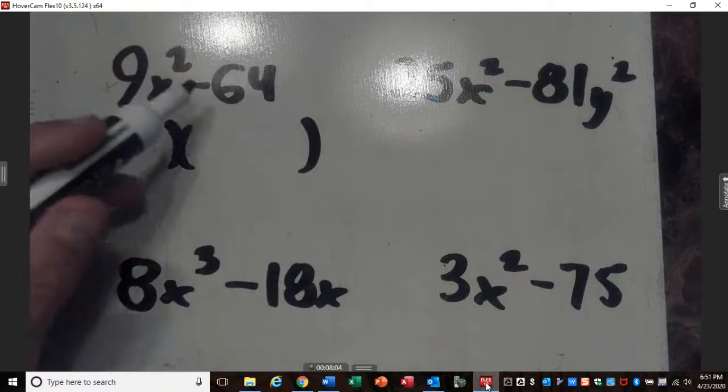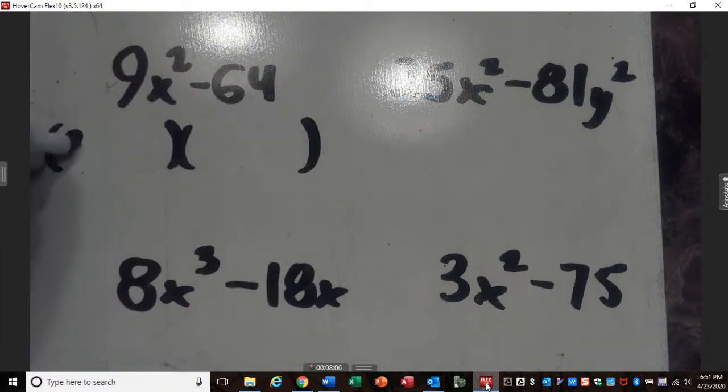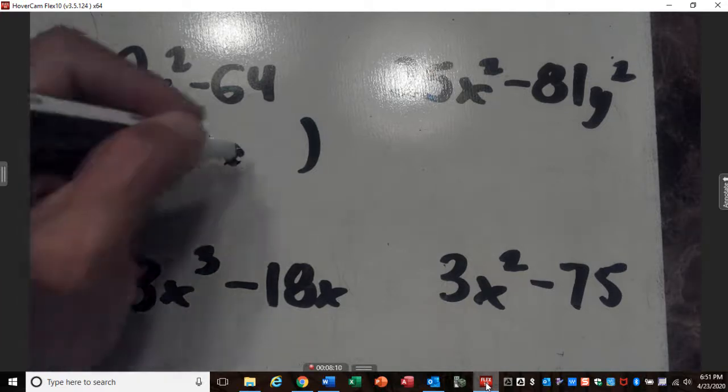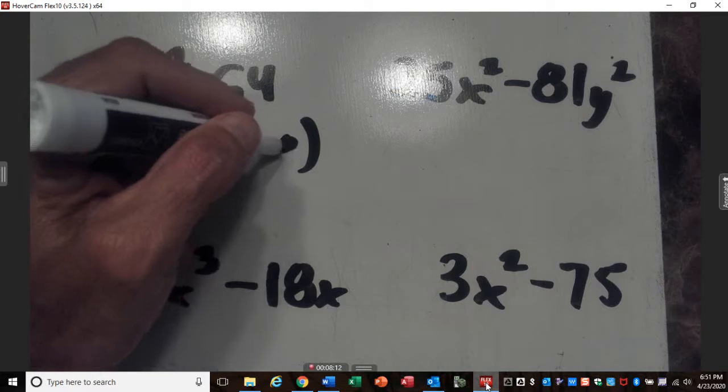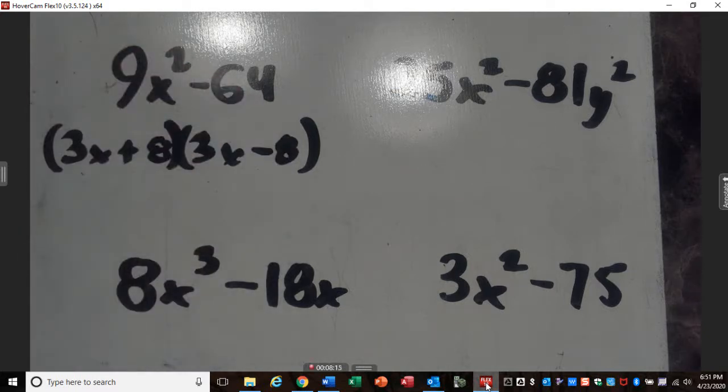Is 9 a perfect square and is 64 a perfect square? Yes and yes. So 3 and 3, x and x, plus and minus, and then 8 and 8. And we're done. 3x plus 8, 3x minus 8.